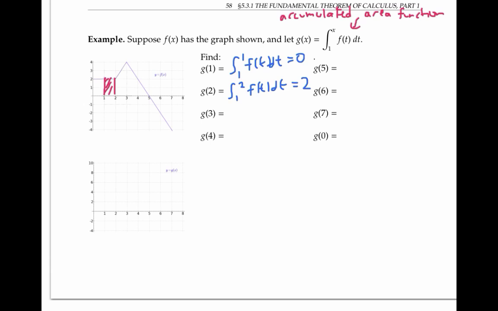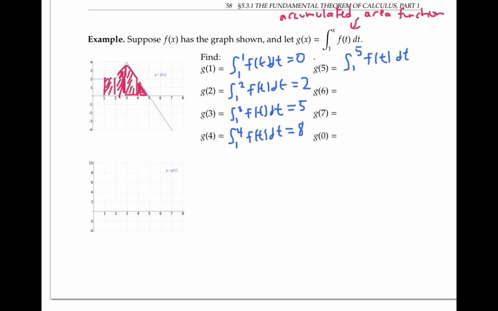G of 3 is the integral from 1 to 3. Now we've added on an additional 2 units here and an additional 1 unit up here from this triangle for a total of 5. G of 4 is g of 3 with some additional area tacked on. The additional area measures 3 units, so g of 4 is 8. Please pause the video and fill in the next few values of g. When we go from g of 4 to g of 5, we add on an extra unit of area. So g of 5 is 9.